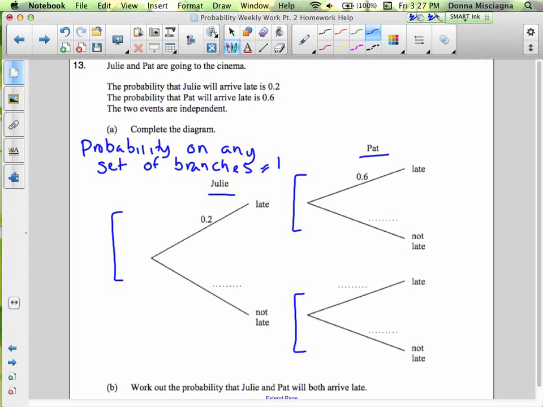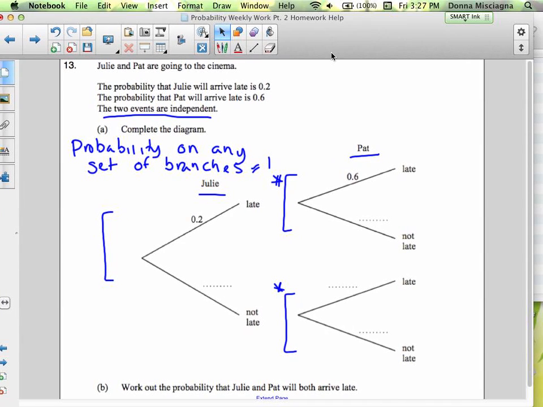If the events are independent, it says the 2 events are independent. It doesn't matter whether Julie is late or not late, Pat's going to have the same probabilities whether Julie is not late as she had when Julie is late. So you just fill in the missing spots there. That's really easy.